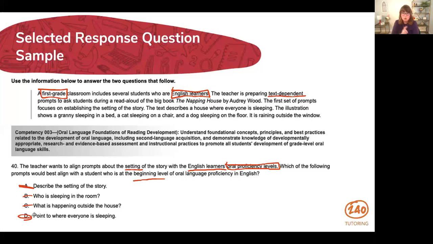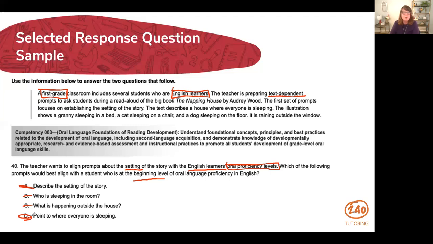Now, if you are a 240 tutoring user already, our study guide and materials break down all the English learner proficiency levels for you, so you can get more familiar with that. That is something you're going to need to know for this exam. If you're not using 240 tutoring, you're going to need to find a source that provides what those levels of reading, writing, and speaking look like for an English language learner: beginning, intermediate, advanced, advanced high.